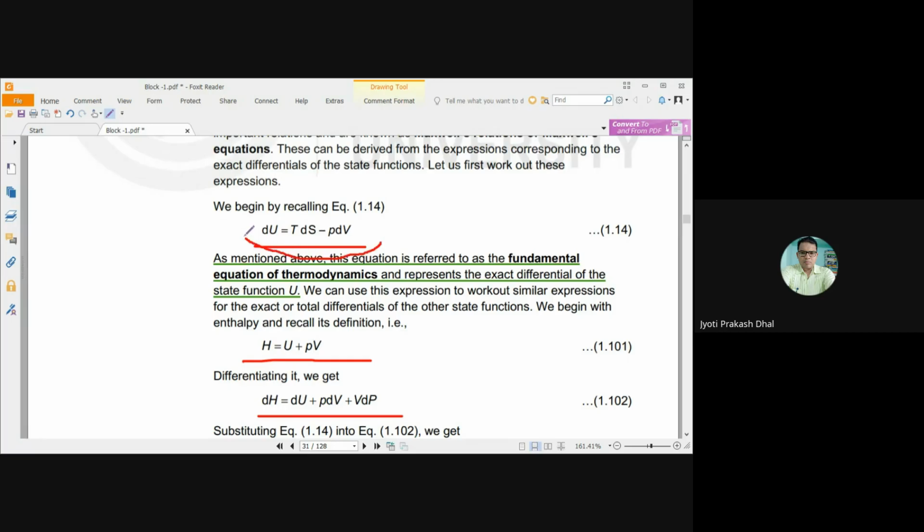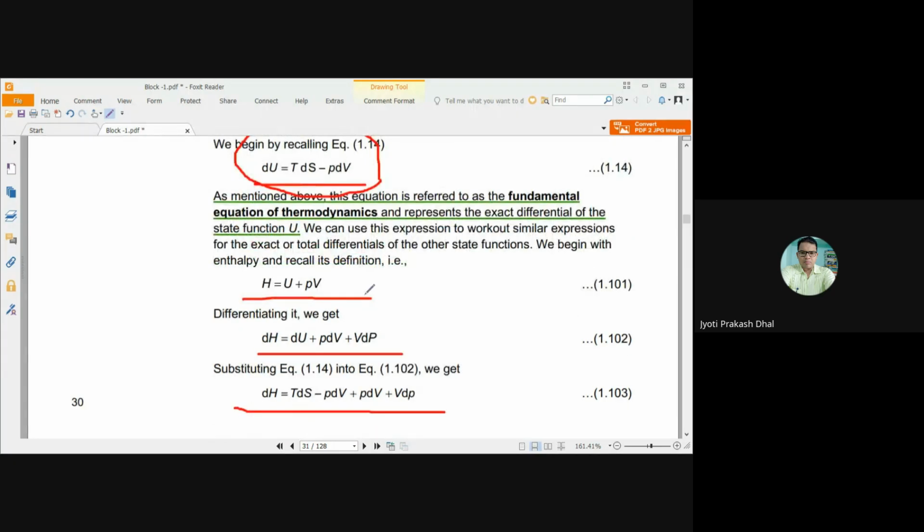We have already discussed the fundamental equations of thermodynamics. The fundamental equation of thermodynamics is dU equals TdS minus PdV. This is the fundamental equation of thermodynamics, and it represents the exact differential of the state function internal energy U. And again we know that H equals U plus PV, that is, enthalpy equals U plus PV.